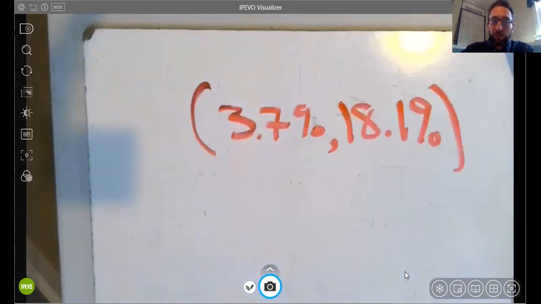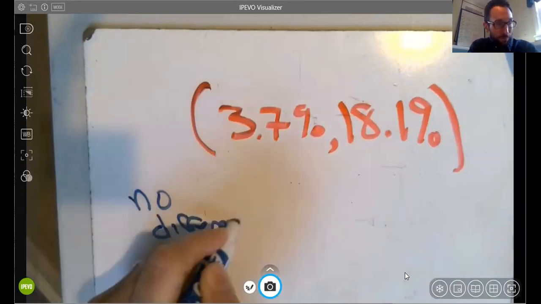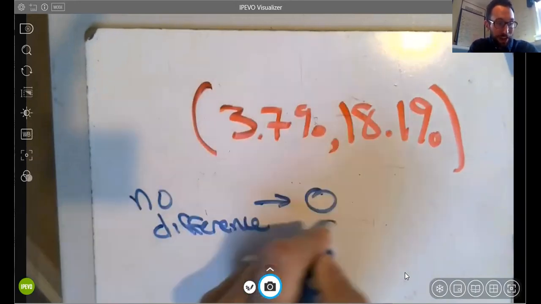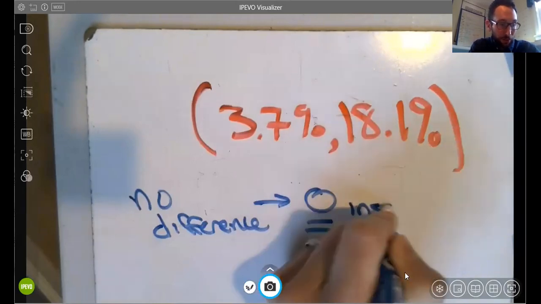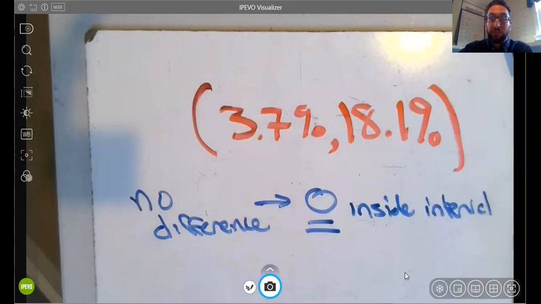Do we think that there's a significant difference? Well, if there was no difference, that would mean that 0 would have to be inside our confidence interval, right? Because if 0 is in the interval, then we're saying we think it's possible with some level of confidence that the true difference in the parameters is 0, or there's no difference, right?